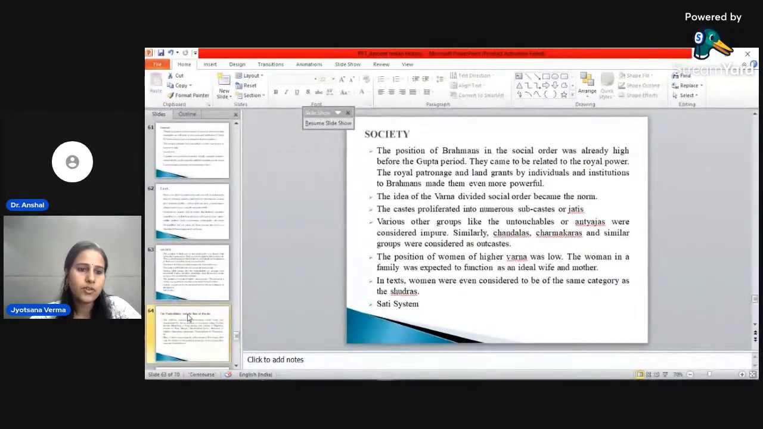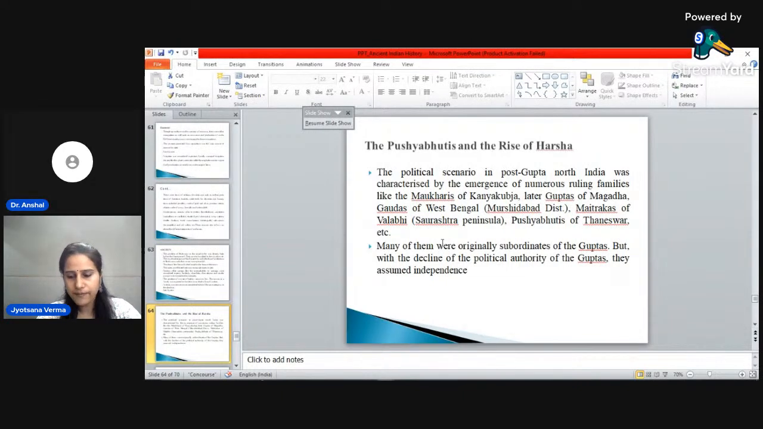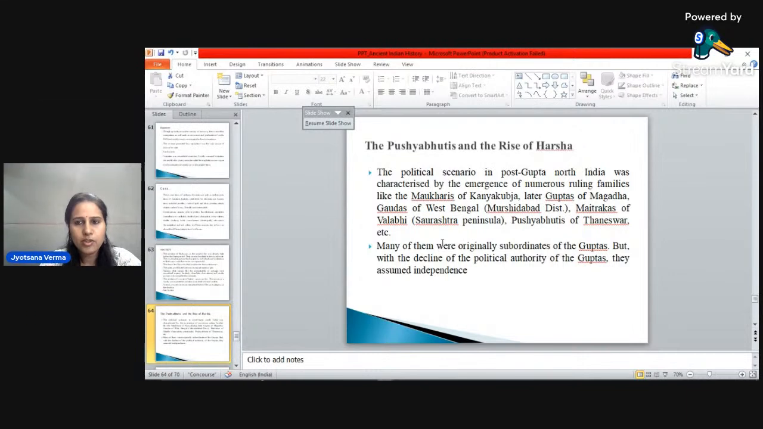And next period was the Pushyabhuti and the rise of Harsha. After the decline of the Gupta period, there was a transition period of some 100 to 200 years. There was no centralization of power in India, and in this time period, post-Gupta emerged numerous families and numerous rulers like Mokri of Kanyakubj, later Gupta of Magadh, Gauda of West Bengal, Maitrak of Vallabhi. These are the four ruling dynasties that emerged after the decline of the Gupta period, and Pushyabhuti of Thanesar.